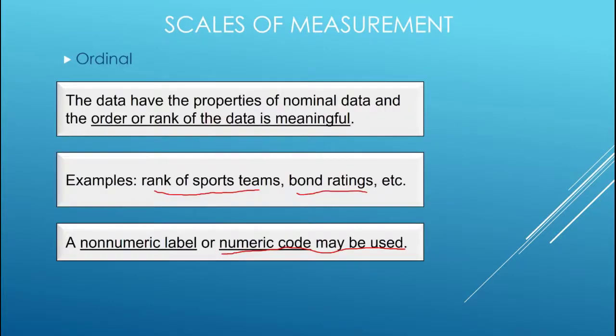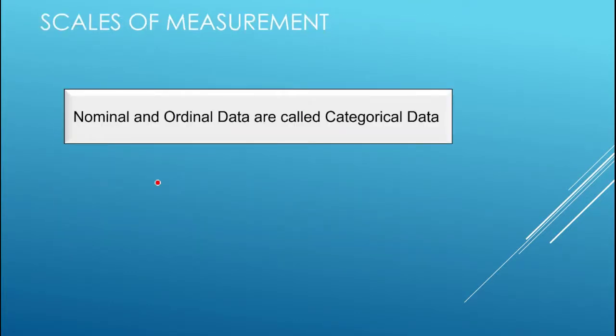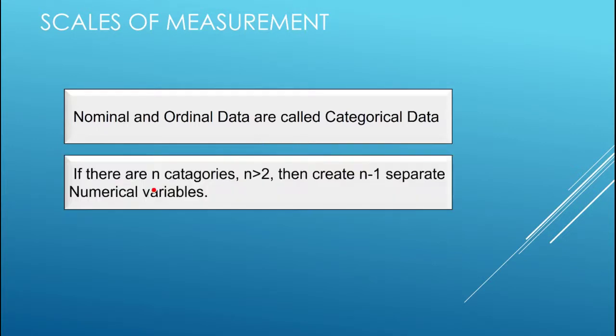Scales of measurement. Nominal and ordinal data together, I've already mentioned, are called categorical data. One thing I should mention is that if you have categorical data and the number of categories is greater than 2, then it's convenient to create n-1 separate numerical variables. We'll see explicit examples of this when we cover regression analysis in Module 3.